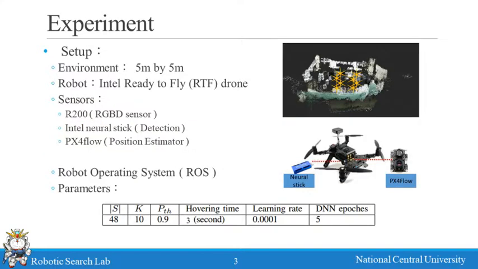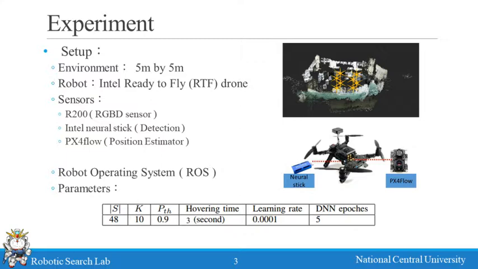The experimental environment is a 5 meters by 5 meters square in a classroom. The robot platform is an Intel ready-to-fly drone. There are 3 major sensors. The 200 cameras sense the environment. The Intel neural stick is used to detect the target. The PS4 flow is used to estimate the drone's position.